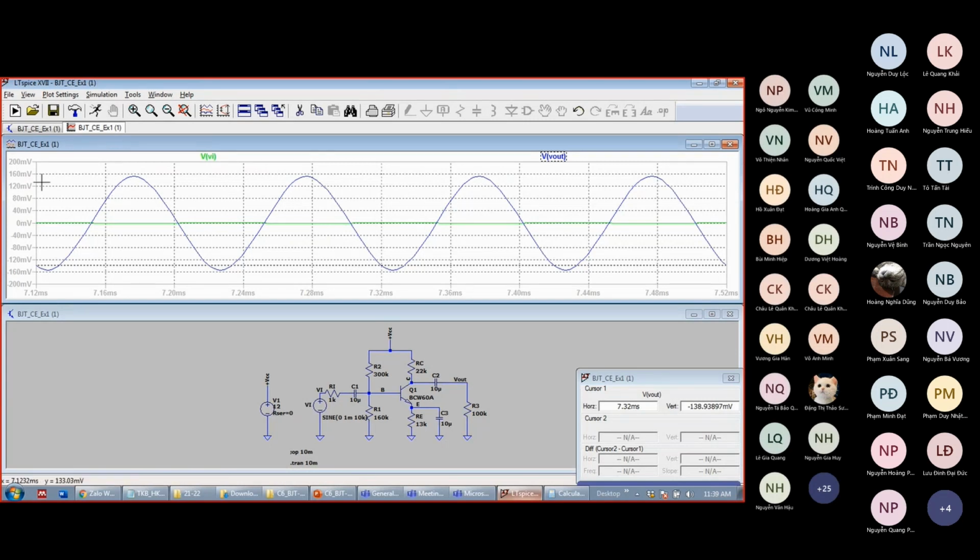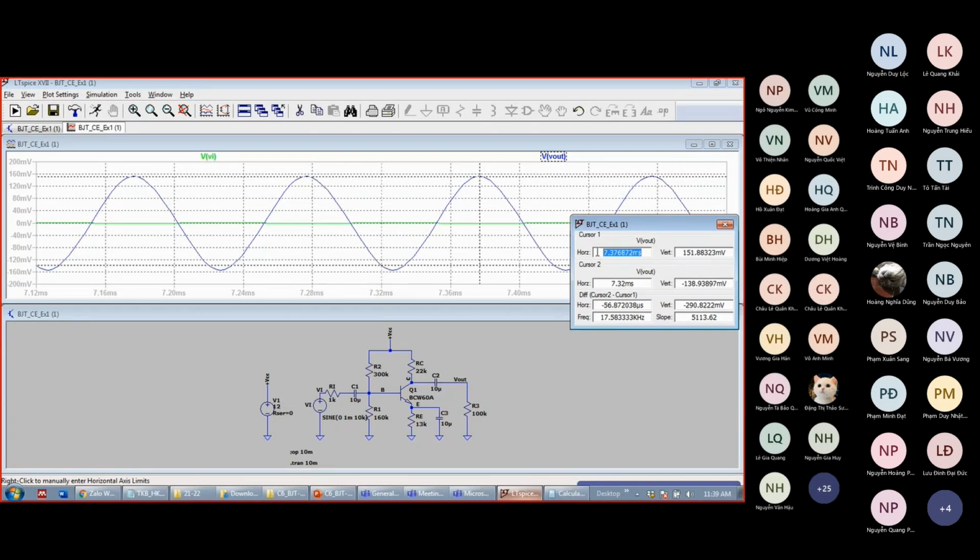I will move around to find the cursor. Okay, the cursor is here, the cursor number 1. I will move the cursor around here to find the peak. Okay, the peak is here, and it will display the number here. In horizontal is the time, around 7.36 milliseconds. I don't care, I just care about the amplitude. The vertical scale is 151.88 millivolt. So 152 millivolt.